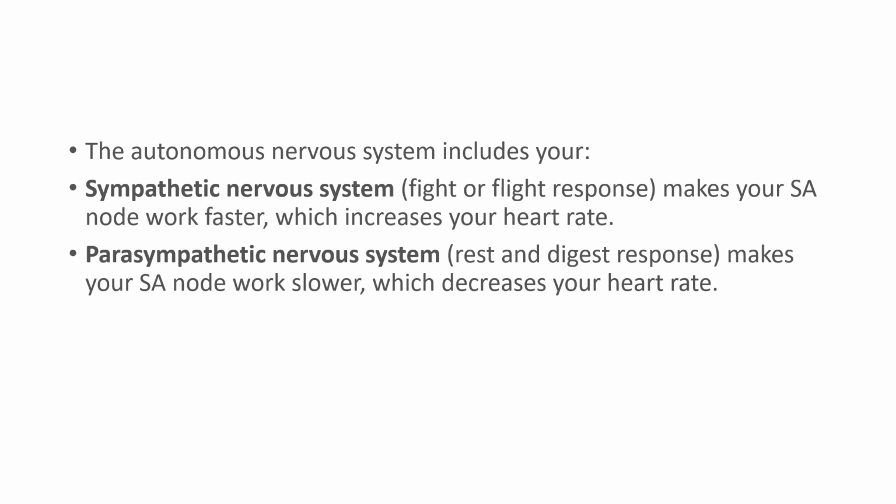The autonomic nervous system includes your sympathetic nervous system, the fight or flight response, which makes your SA node very fast and increases your heart rate. The parasympathetic, the rest or digestive response, makes your SA node slower, which decreases your heart rate. In the beginning, we had this nervous system function, sympathetic and parasympathetic. So if your heart rate is more, that is a sympathetic action of your heart. If you are getting a low heart rate, that is a parasympathetic action of your heart.